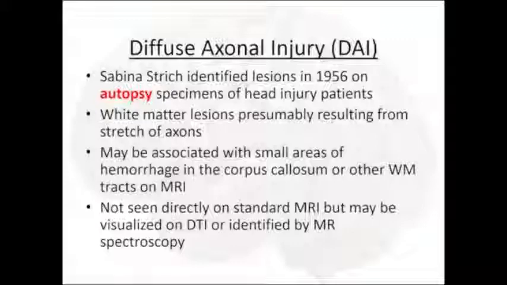There's a lady named Strich who started working on biopsy specimens back in the mid-50s, and she noticed that she was seeing a lot of white matter lesions that she thought were due to stretch of the axons, maybe some small areas of hemorrhage. They're seen in the corpus callosum and other white matter tracts. You may see hemorrhage on MRI if it's severe in these areas.